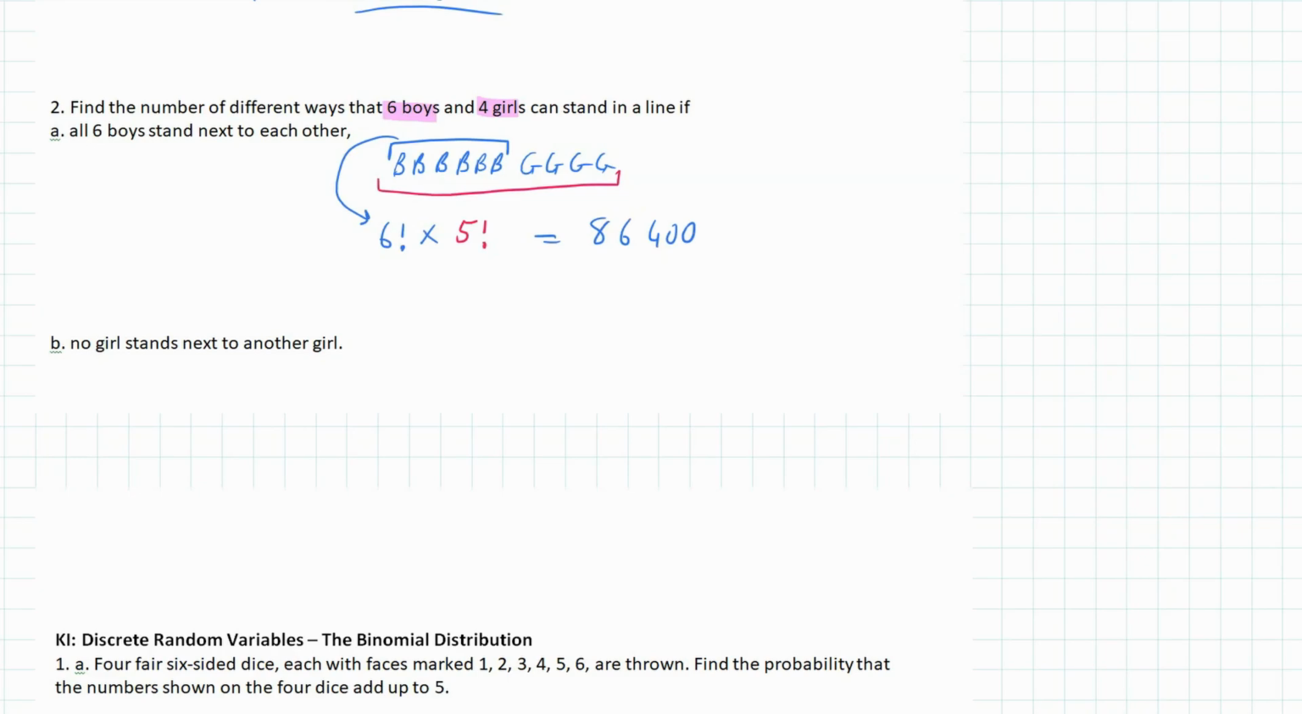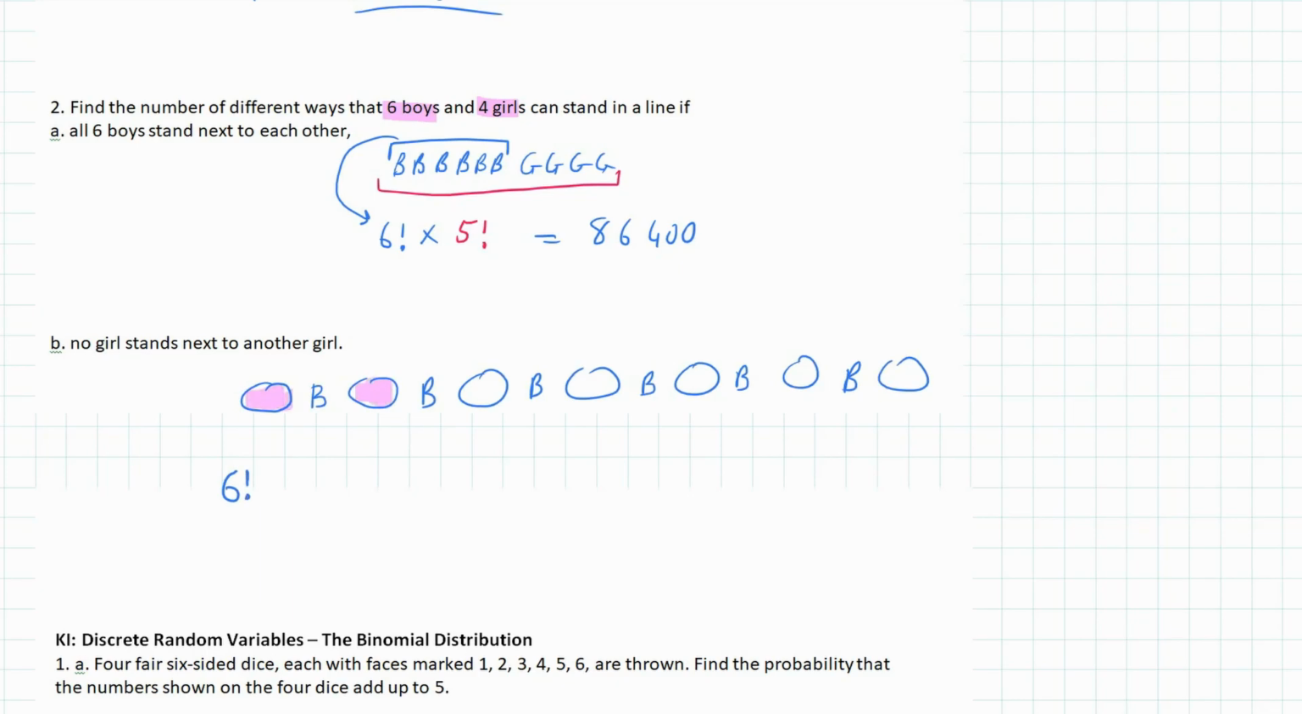Now what if no girl stands next to another girl? Okay, so what I would do in this situation is, here are my 6 boys, and we're going to use them as the blockers to stop girls from being next to each other. So we've got a position here, here, here, here, here, here, here. Now, in arranging the boys, we've got, again, 6 factorial ways of arranging the boys.